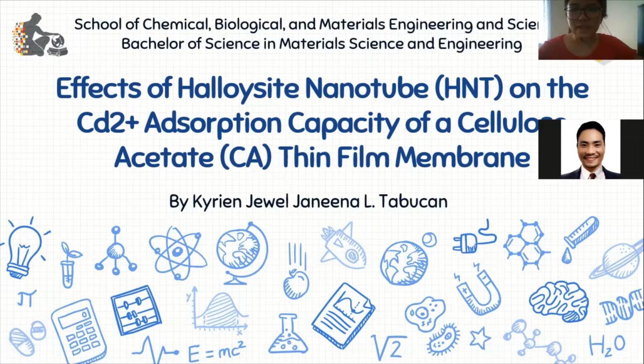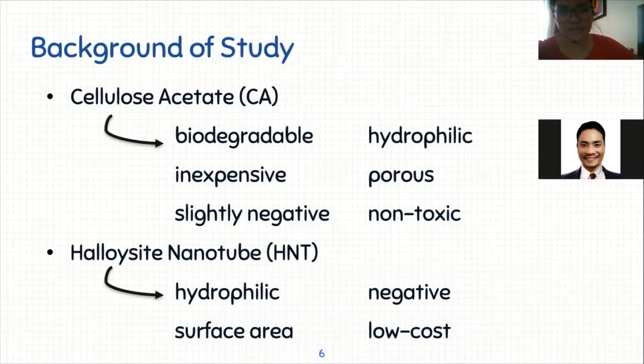come into play. Now, the most notable ones so far are reverse osmosis, solvent extraction, chemical precipitation, and adsorption. Now, this is why polymeric membranes have been playing a very significant role in water waste treatment. So, why cellulose acetate and why HNT?